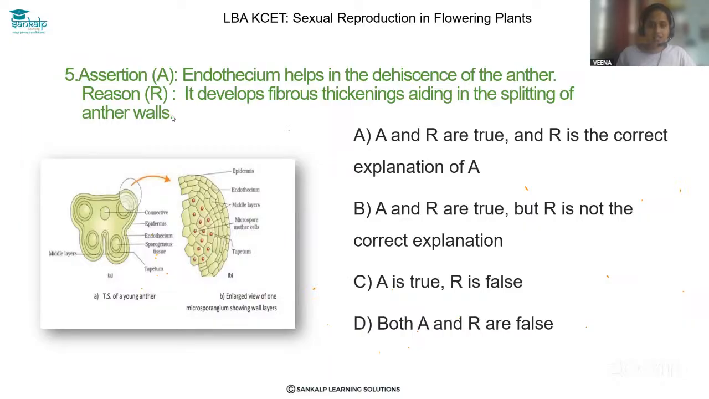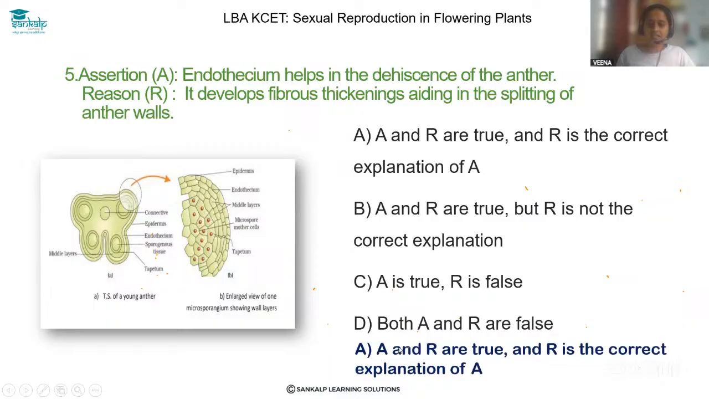And the reason here: it develops fibrous thickening aiding in the splitting of the anther wall. Yes, it is also correct because here it has fibrous thickening. It is helpful for splitting of the anther walls so that the microspores can easily come out of the anther. So both the assertion and reason are true. So the correct final answer is option A: A and R are true and R is the correct explanation of A.